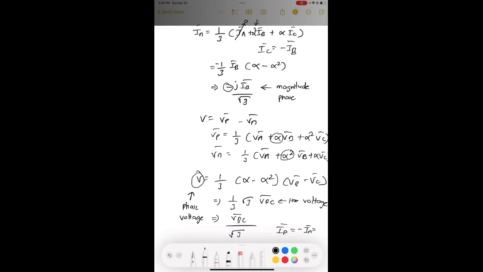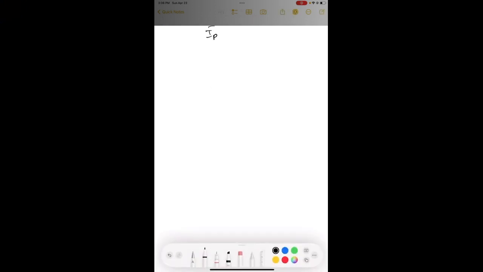Basically we're trying to get these components, which are equal to j IB bar by root 3. By applying the voltage V, which equals VBC bar by root 3, we are going to obtain these phase sequence components of current, which equal j IB bar by root 3.